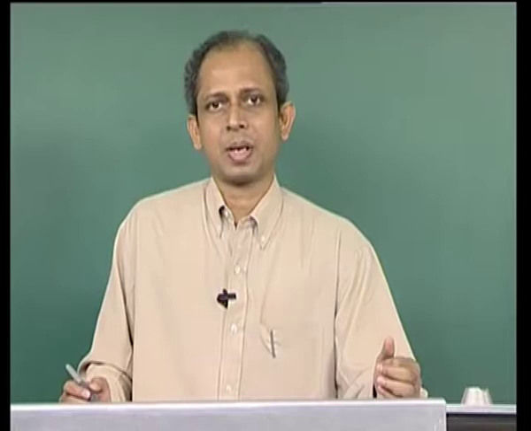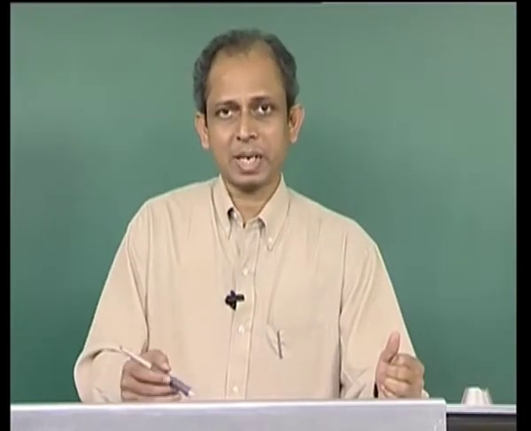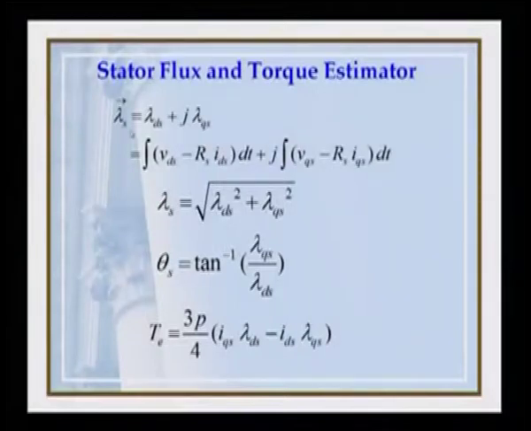Now we know that flux psi s or lambda s has got two components, lambda ds and lambda qs. So we can calculate the various components in the following fashion. We can integrate the corresponding voltages, VDS minus RS IDS. So this VDS is basically the direct axis voltage in the stationary reference frame. RS into IDS is the resistance drop. We can measure the current by Hall sensor.